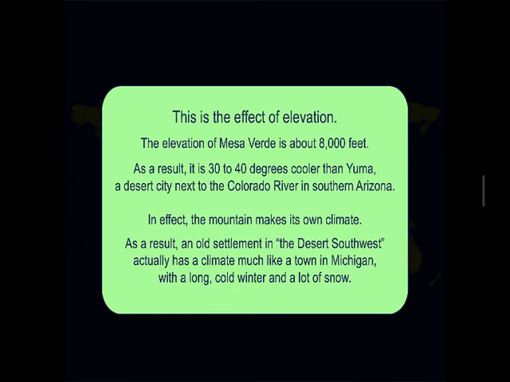This is the effect of elevation. The elevation of Mesa Verde is about 8,000 feet. As a result, it is 30 to 40 degrees cooler than Yuma, a desert city next to the Colorado River in southern Arizona. In effect, the mountain makes its own climate. As a result, an old settlement in the desert Southwest actually has a climate much like a town in Michigan, with a long, cold winter and a lot of snow.